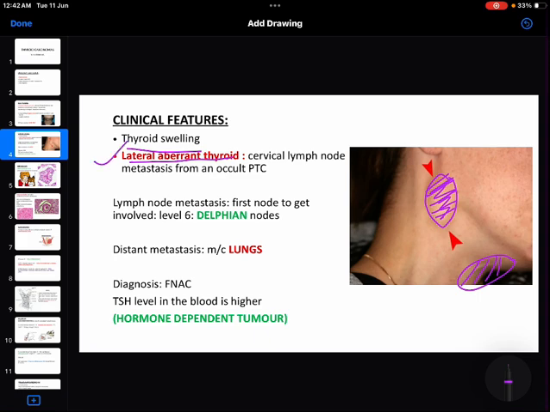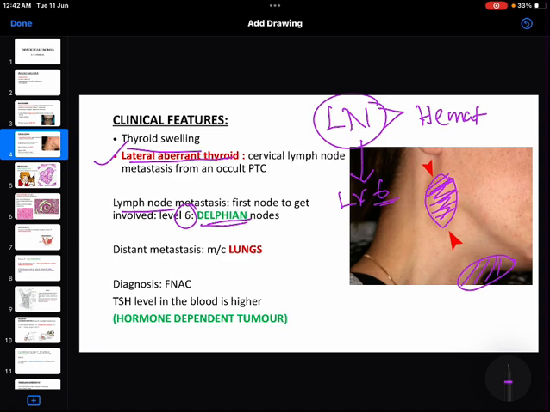The most common site of lymph node metastasis is level 6, that is the anterior group of nodes. It is otherwise called the Delphian nodes. So, it mostly spreads via lymph nodes rather than hematogenous spread. The most common spread is lymph node, and in that, level 6 is most commonly involved. In distant metastasis, it spreads to the lungs.